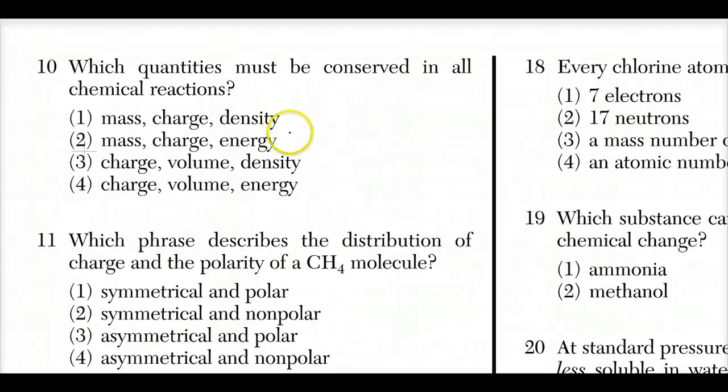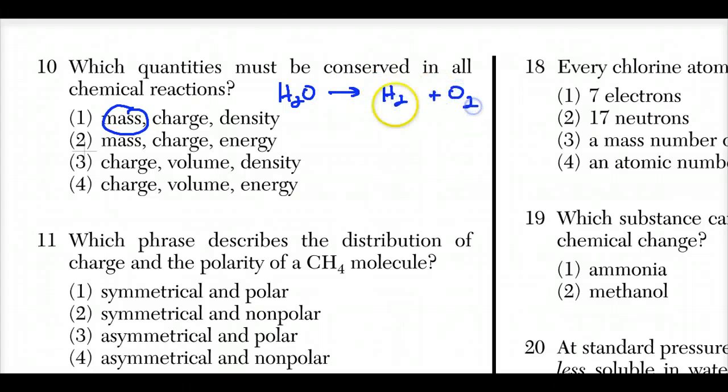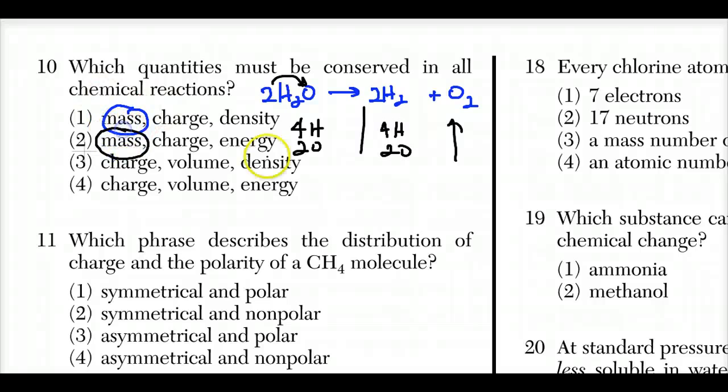Number 10, which quantities must be conserved in all chemical reactions? Always the mass. Mass means that you have the same number of atoms on both sides. So if we balance how water breaks down under electrolysis, notice we have 4 hydrogens on this side, and 4 hydrogens on this side, 2 oxygens, and 2 oxygens on this side. So the same number of each type of element is what mass means. It's always going to be conserved.